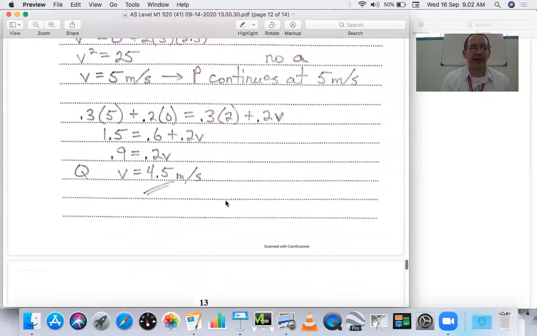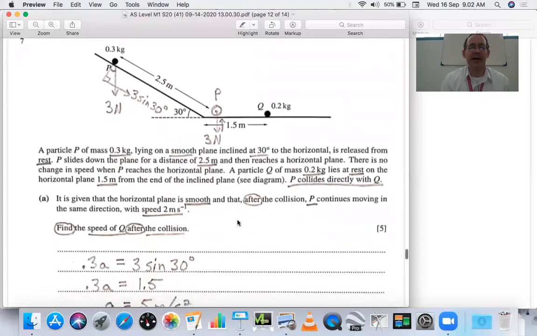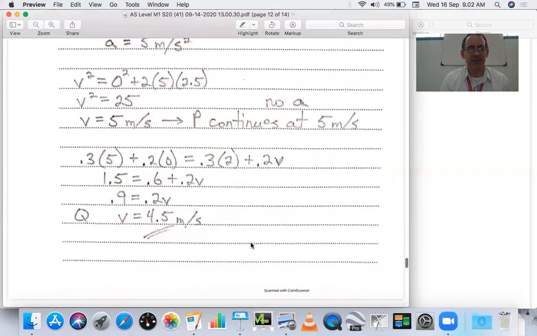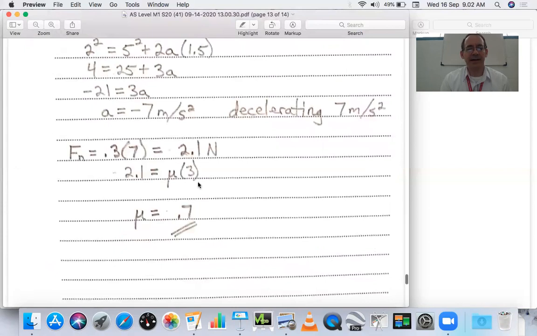Now where do we get the 3 from? If you come back up here and look at the diagram, the particle P has mass 0.3, so times 10 gives it a 3 newton downward force. So our normal contact force by this horizontal surface back up against particle P will also be 3 newtons. So that's our normal contact force, the 3 newtons pushing back up against particle P. So we plug that in for the normal contact force, which gives us a mu of 0.7.